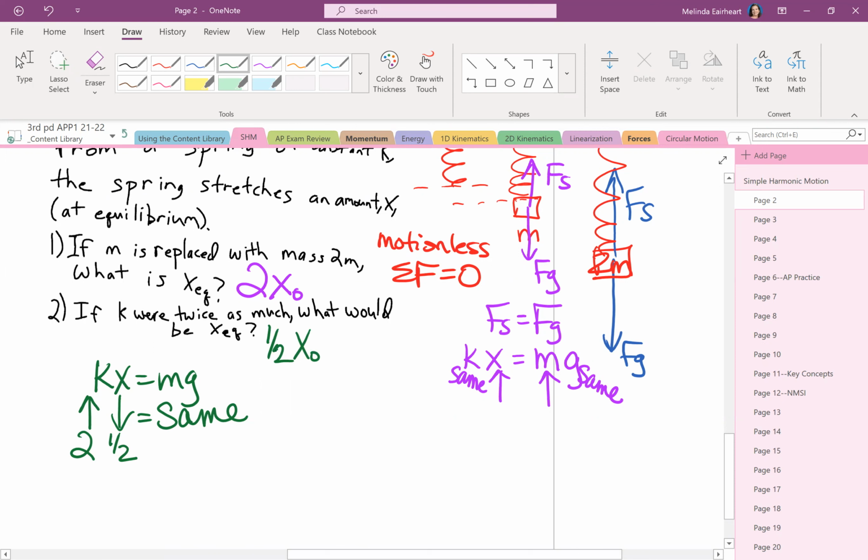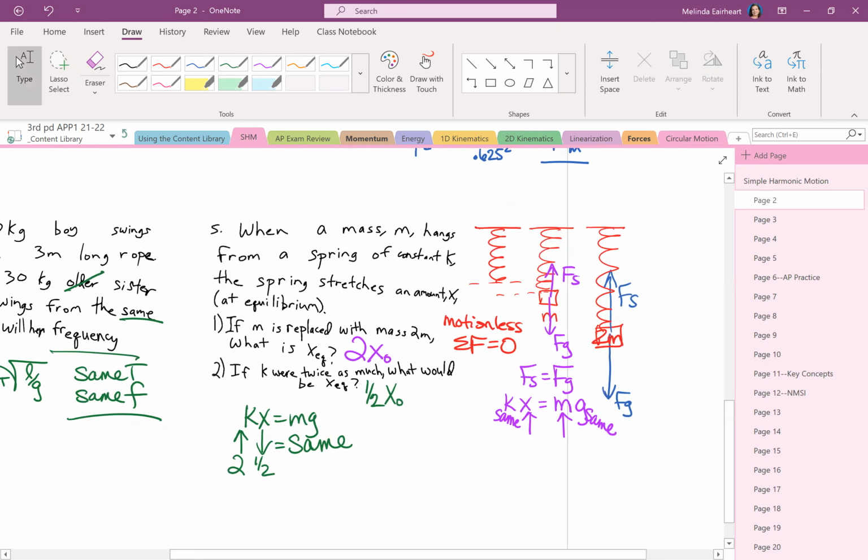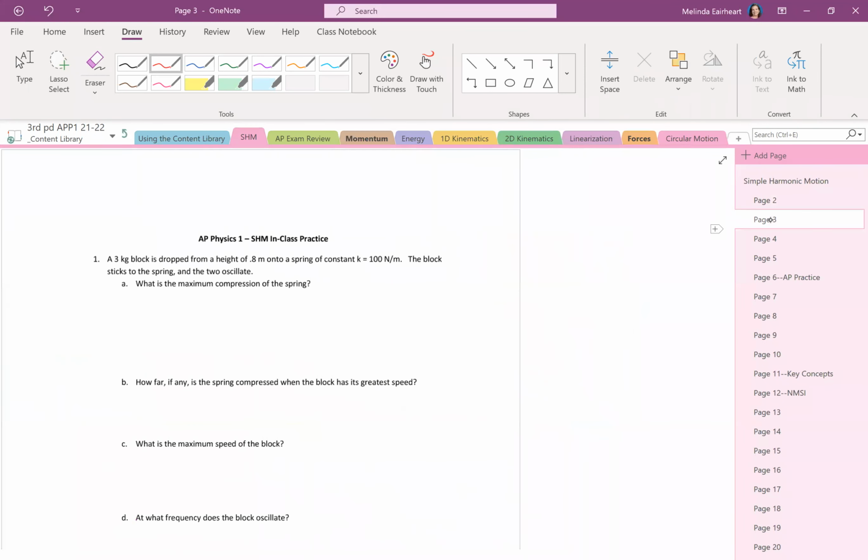Good there? Okay. Questions on this page, page 2, before we move on? All right, let's head to page 3.